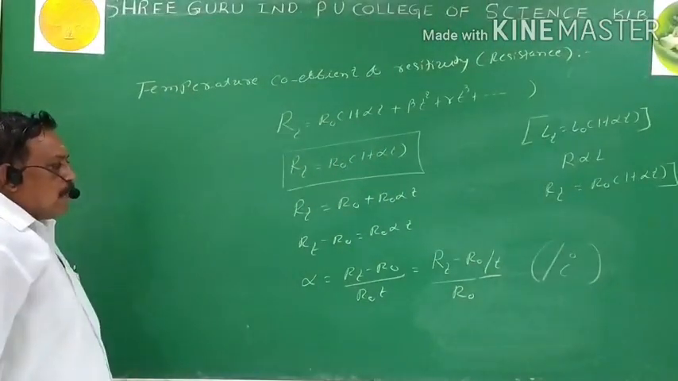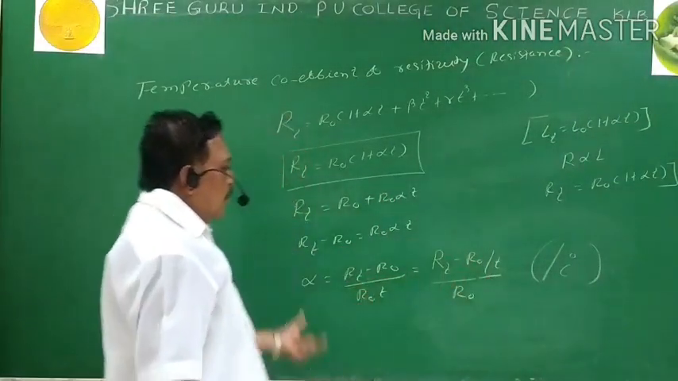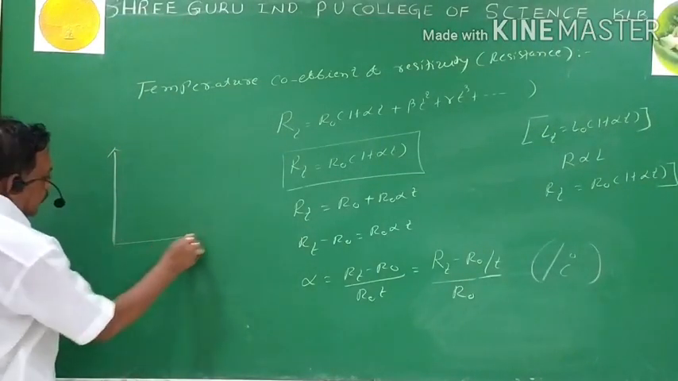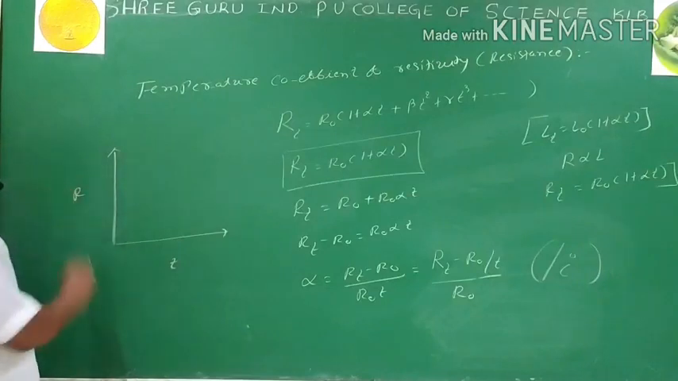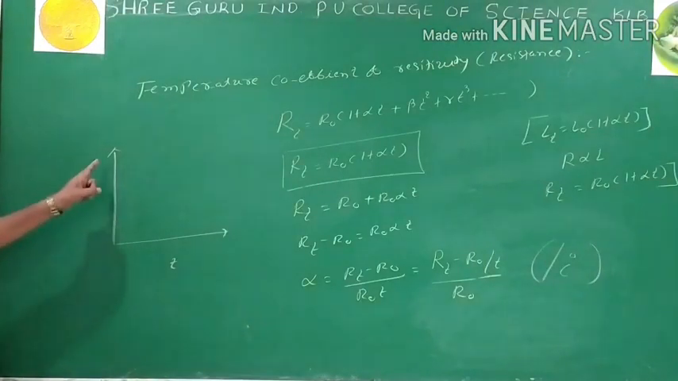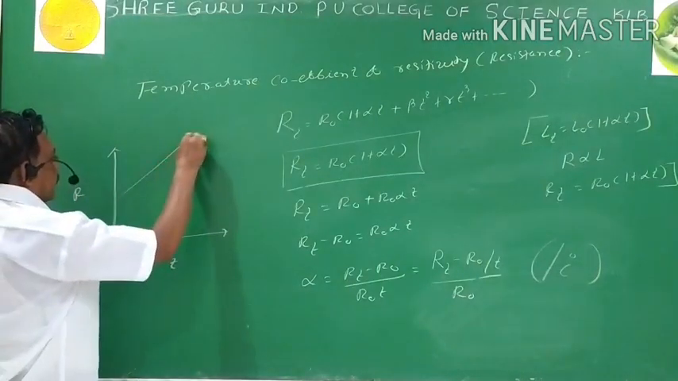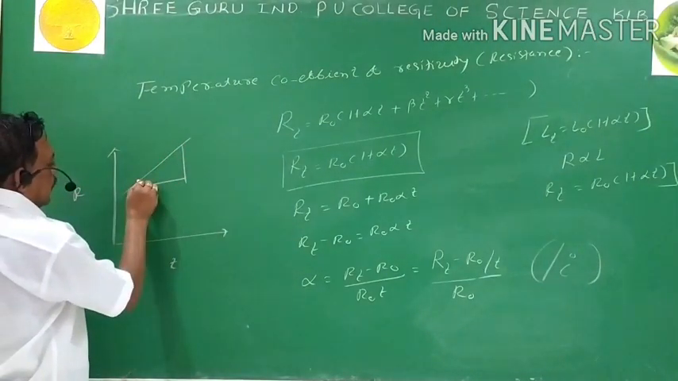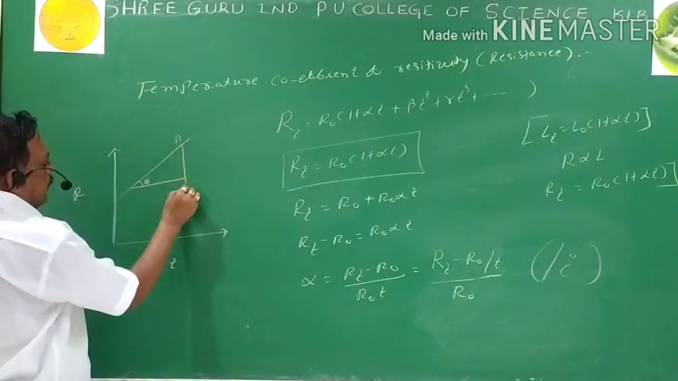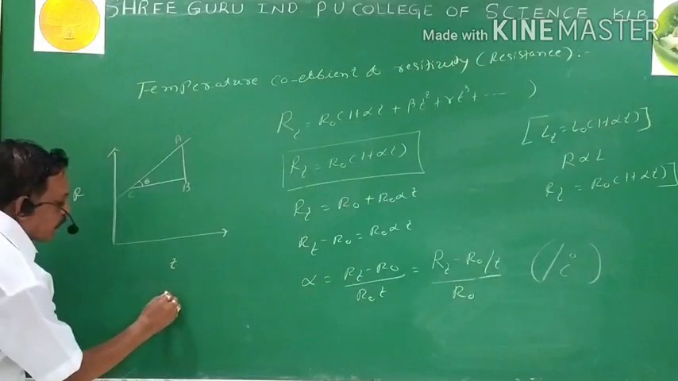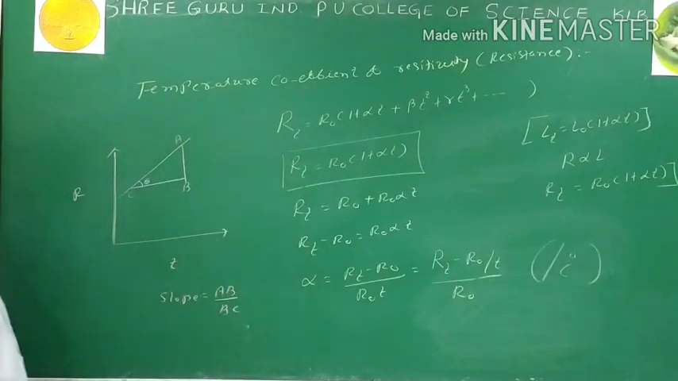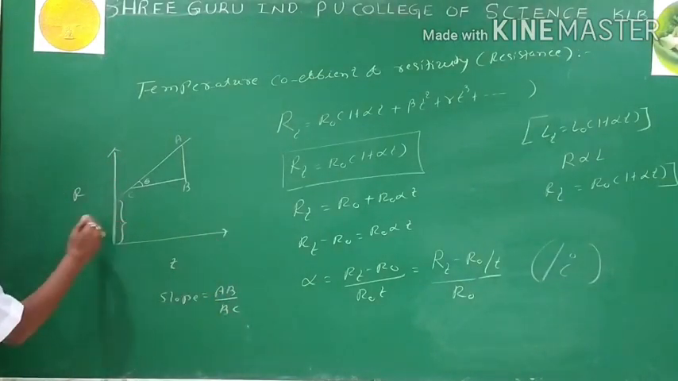So, from this equation, we come to the graphical representation. If I plot resistance versus temperature, what is the nature of the graph? A straight line, but not passing through the origin, because there is a certain resistance at a certain temperature. Now, this is our graphical representation. If I make a triangle here, this is theta, the angle of inclination. A, B, C, you can name it anything. Then the slope equals AB by BC. Then what about this? This is nothing but the y-intercept.